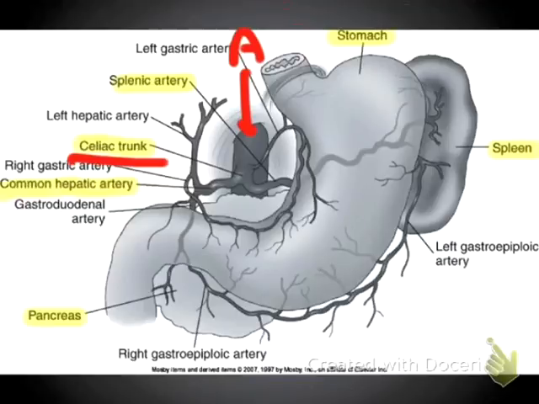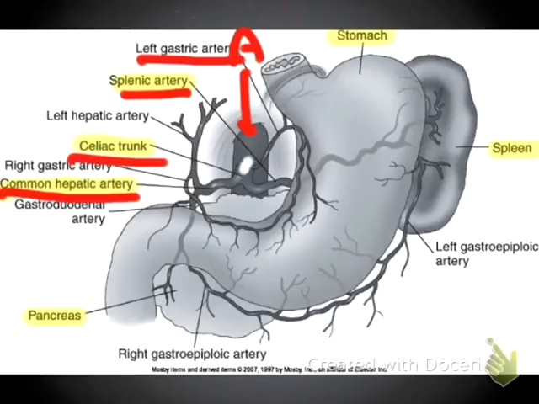And as it's branching off, we have the common hepatic artery, we have the splenic artery, and the left gastric artery. And so if we'll notice here, the left gastric artery is actually supplying some of the stomach, and we have the right gastric artery that is branching off of the common hepatic artery. But just want you to take notice of the things that are highlighted in yellow.